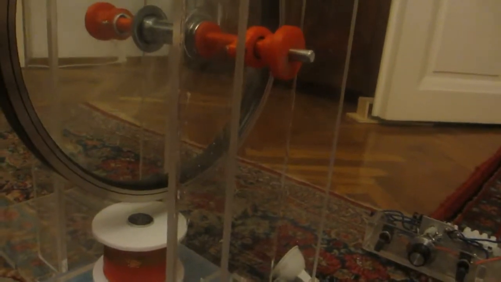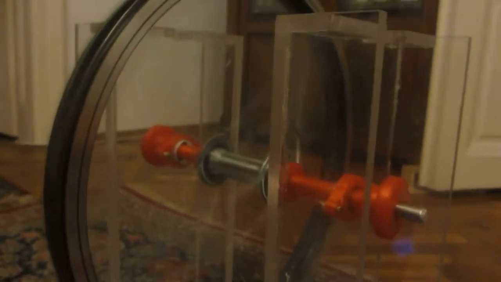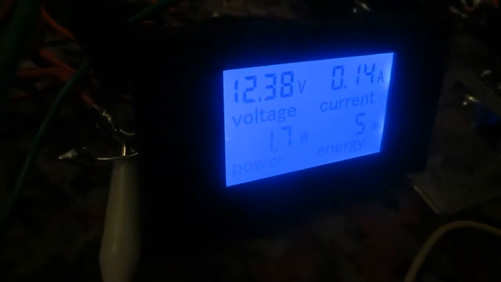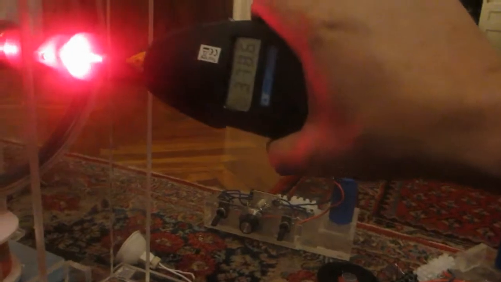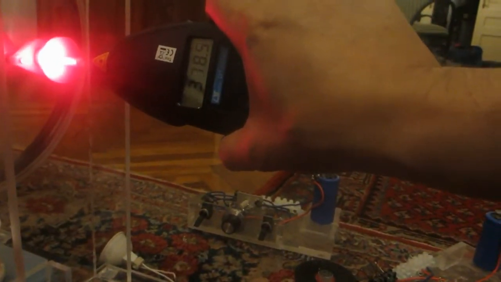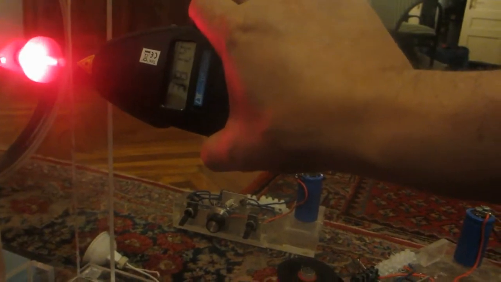Okay, so now here we are again, this time with a Bedini circuit. We're using 140 milliamps and we are turning at 378 RPM.